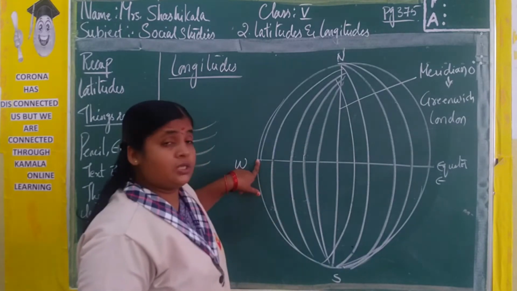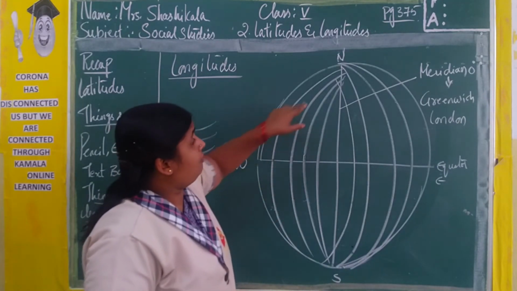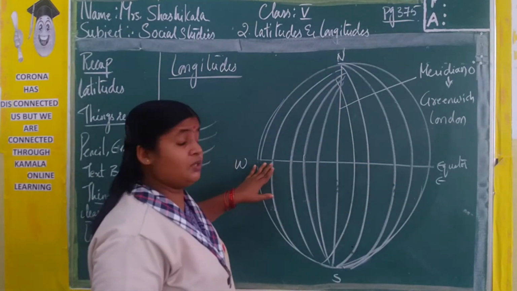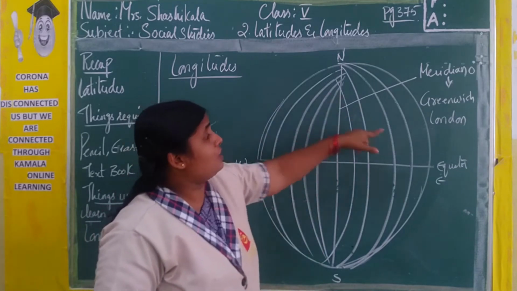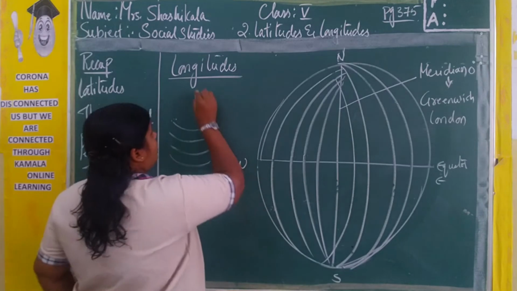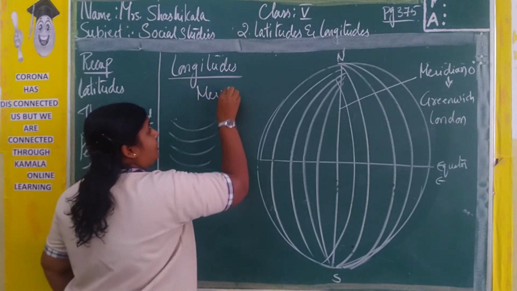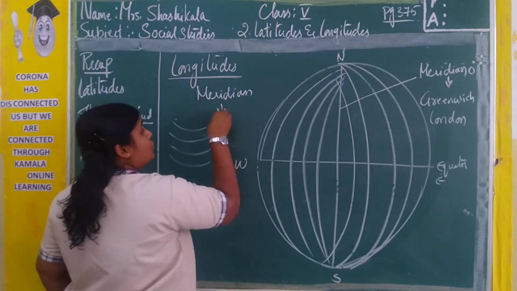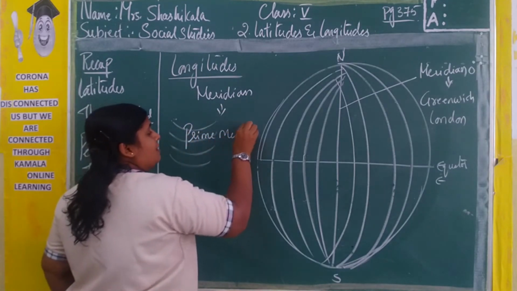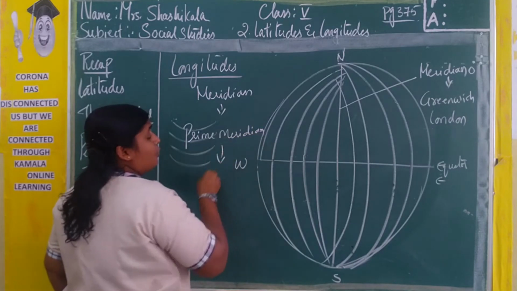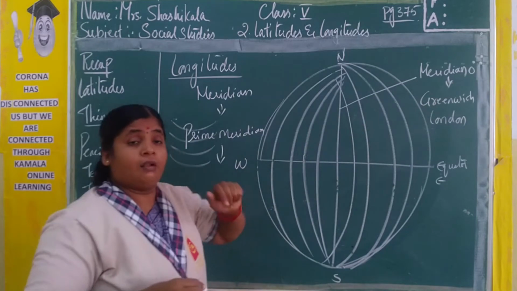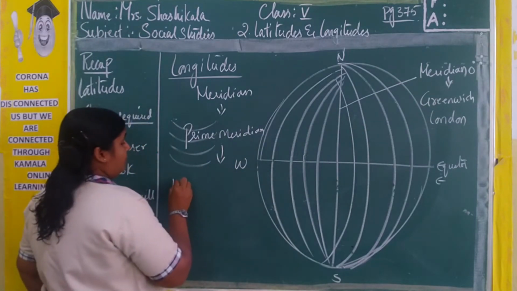Right? Now the largest latitude is the equator, and the middle line which divides both the eastern hemisphere and western hemisphere equally is known as the meridian. But for the meridian we have different names. The meridian is also called the prime meridian, and as it goes across Greenwich in London, it has one more name: the Greenwich meridian.